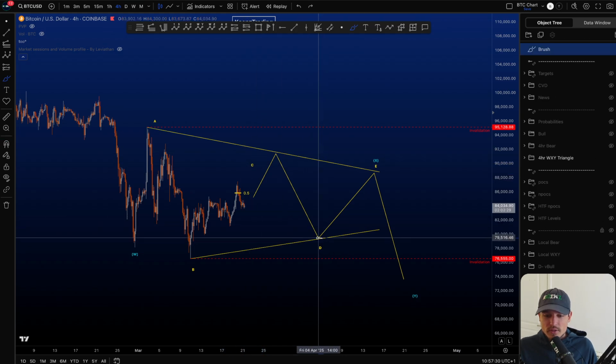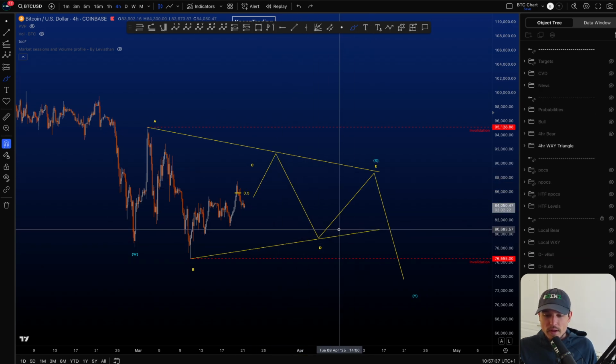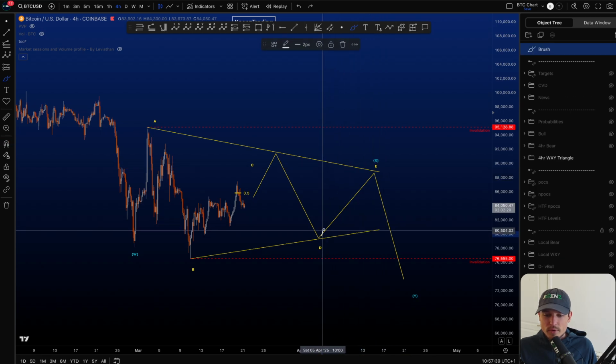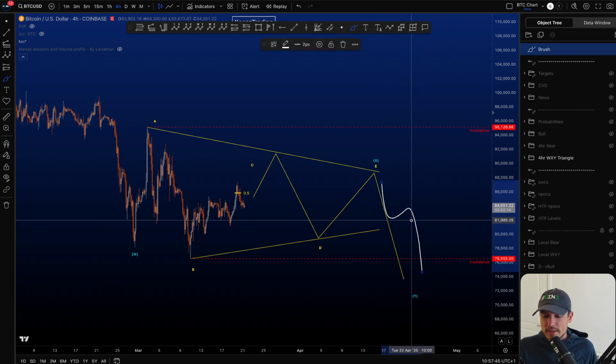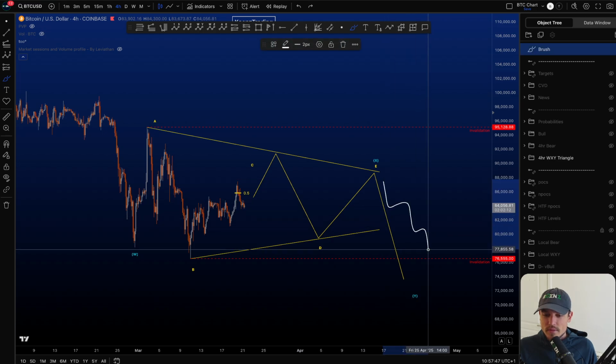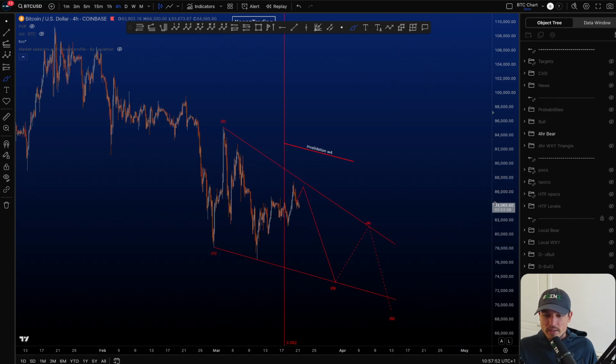When C is finished, we look for D. D is preferably a simple zigzag structure, a 5-3-5 move, ABC. Same with E, preferably a 5-3-5 ABC. And then we get wave Y to the downside, which also should be a zigzag, being a 5 impulse, a 3 correction, and another 5 impulse to lower prices.